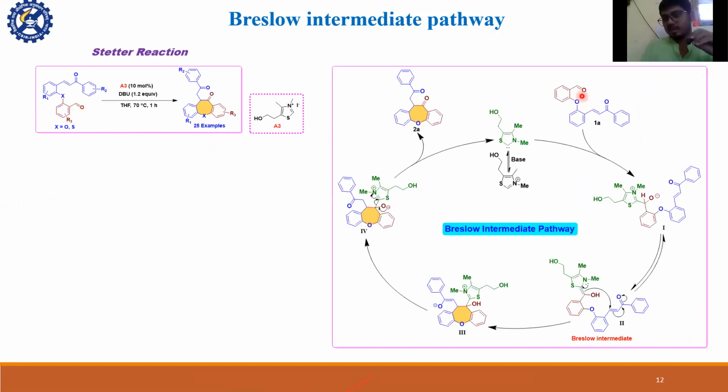Here NHC reacts with this aldehyde and forms this intermediate. Now this intermediate forms the Breslow intermediate, and this intermediate reacts and forms this intermediate. Now it undergoes removal of NHC and forms these dibenzoxepine molecules.